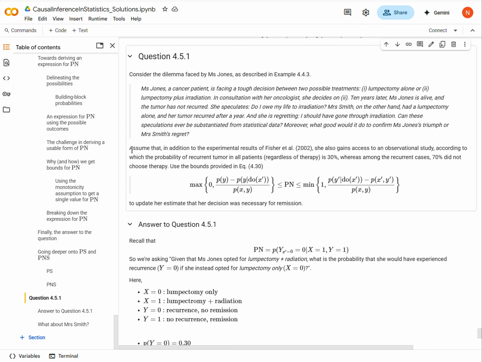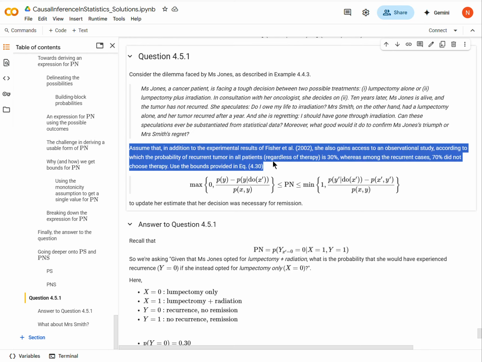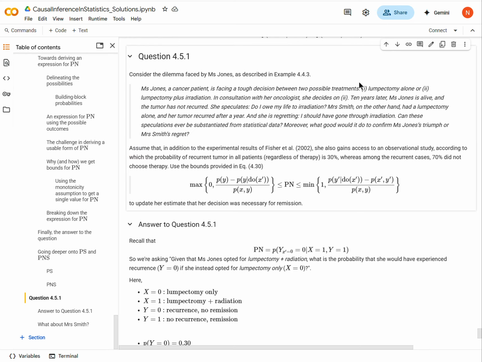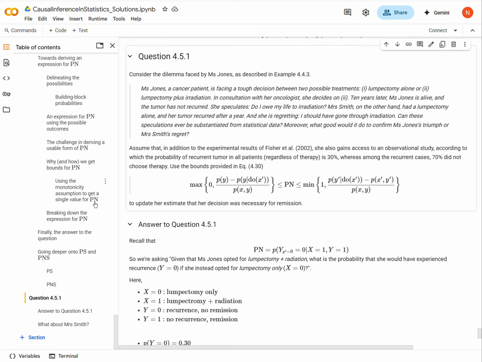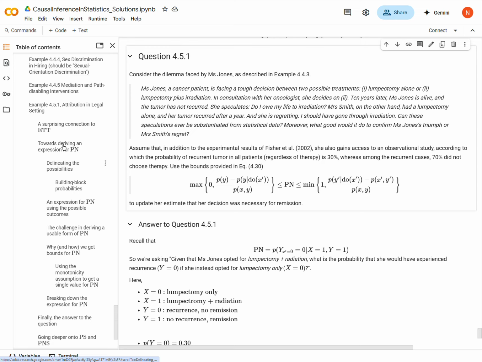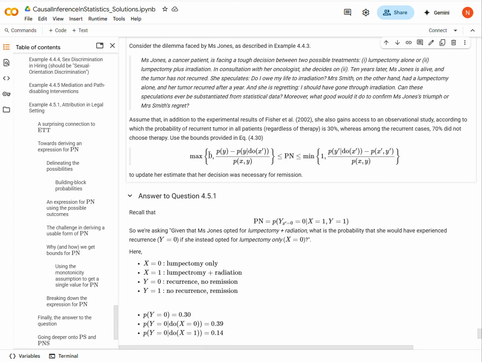The problem prompts us that there's some additional data compared to what was available in 4.4.3, but really it's just giving us some additional information so that we can apply these bounds on the probability of necessity. In the previous video, we looked at where these bounds come from. Here we have the expression that the book gives us.